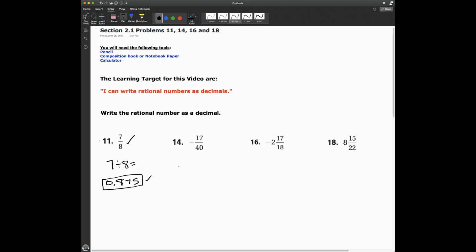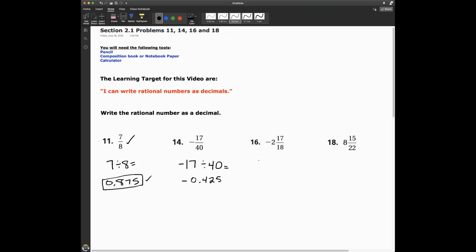Let's take a look at number 14. For this one, I'm going to keep that negative sign. I'm going to call this negative 17, and I'm going to divide it by 40. We learned when we were dividing integers that if I have different signs, my answer will be negative. So I put that in my calculator, and I end up with negative 0.425, or negative 0 and 425 thousandths.